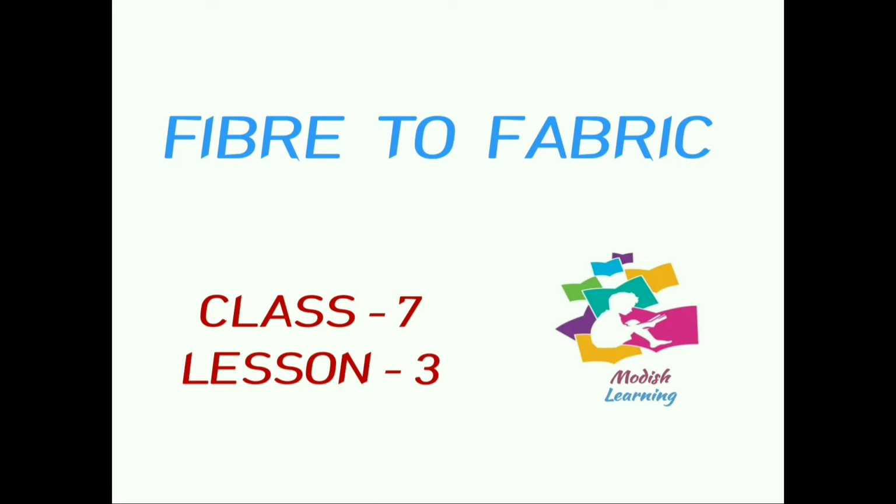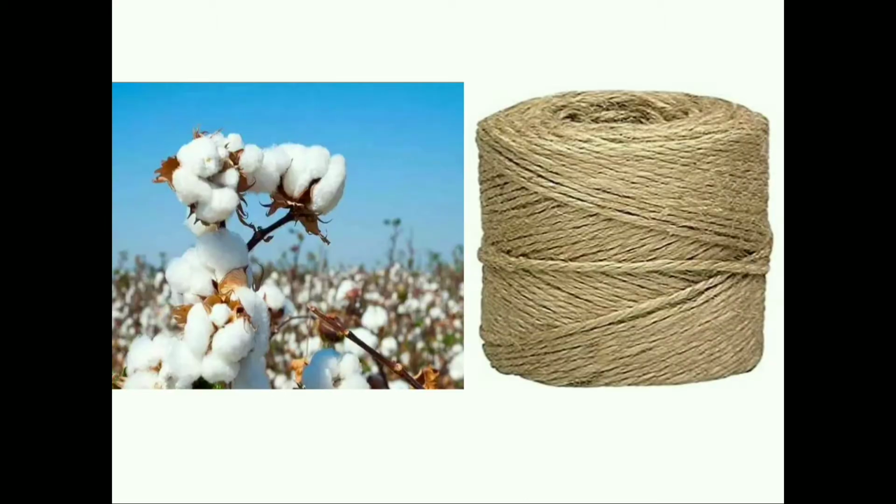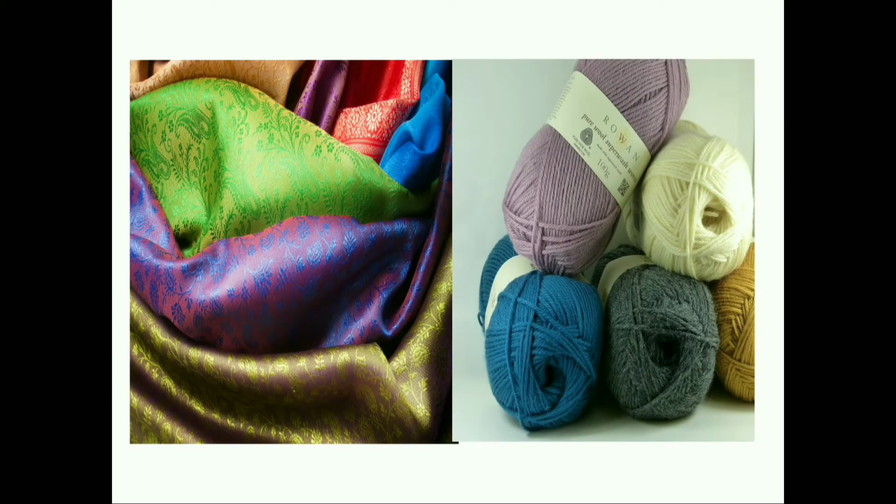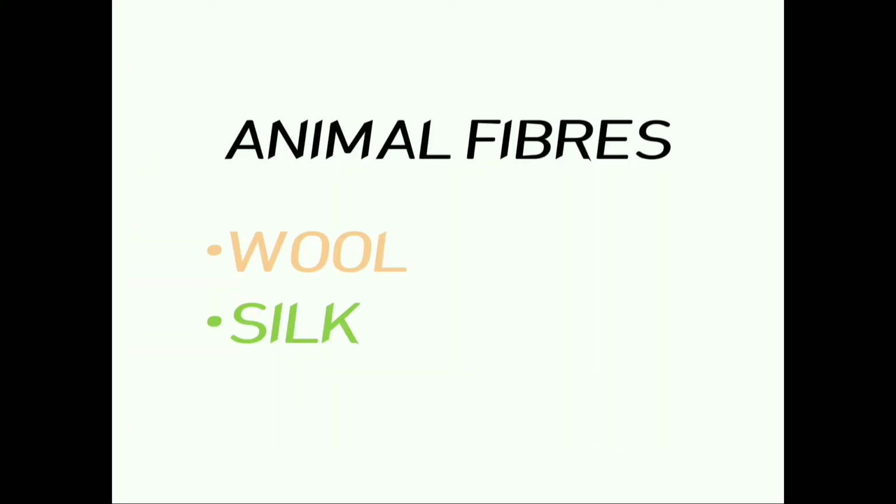In this video, we will be learning the third lesson of class 7th science, that is Fiber to Fabric. You know that we obtain fiber from plants, for example cotton, jute, etc. We also obtain fiber from animals, for example silk, wool, etc. In today's class, let us study about two animal fibers, that is wool and silk.